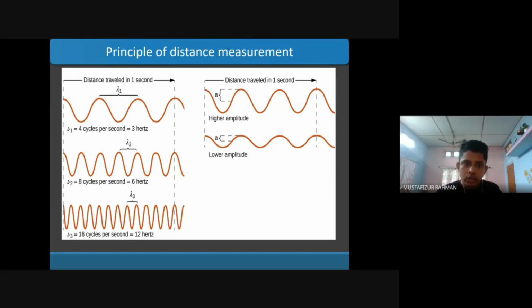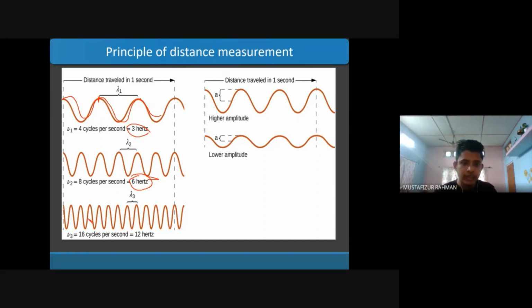Here we are given the wavelength and the relation between wavelength and frequency. This we already know, right? If the wavelength is higher, the frequency is going to be lower. If the wavelength is smaller, just like in this case, the frequency is now increasing. Why? The frequency has become 6 hertz from 3 hertz. Why? Because the wavelength is reducing, right?